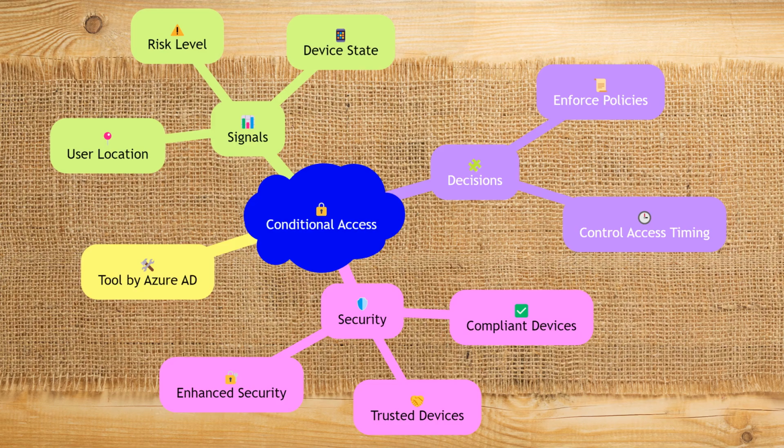Conditional access is a tool used by Azure AD to bring signals together, make decisions, and enforce organizational policies. It allows you to control how and when users can access your resources based on conditions such as user location, device state, and risk level. By configuring conditional access policies, you can ensure that only compliant and trusted devices can access your applications, thereby enhancing security.